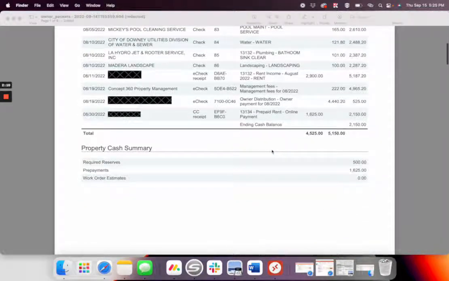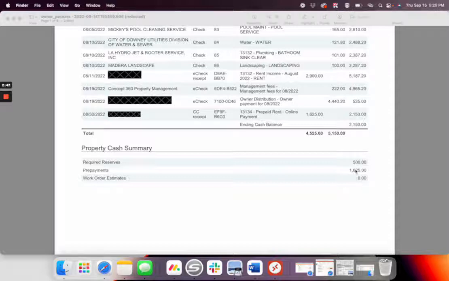Down here under property cash summary, you're going to see the required reserve amount. This $500 here is going to be the amount that we are holding, that is your funds that we're holding in trust to handle any payments that need to be made on your behalf from the time that we make the owner distribution to the next time that rent comes in. It's really important that we make sure that we have these funds on hand so that we can ensure timely payments for vendors and utilities and things of that nature, and ensure that we're not incurring additional fees as a result of any late payments.